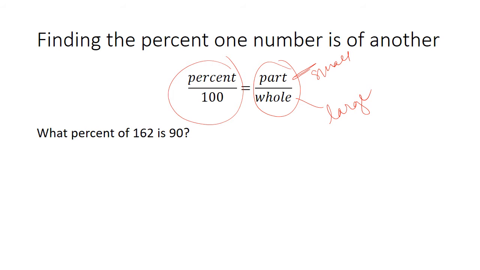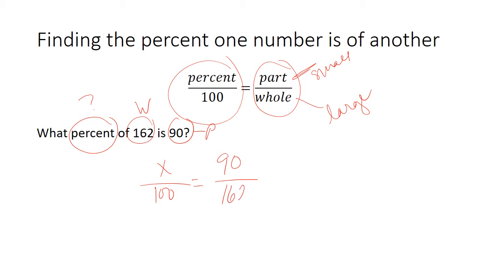Here's what I mean. What percent of 162 is 90? So when we set this up, percent is what we're looking for. The 100 is always going to be on the bottom, so we're looking for percent, our 100 goes on the bottom. Of 162 is 90. Well, 162 is the big number, so it's going to be our whole, and 90 is going to be our part. So I'm going to put them equal to each other. My part goes on top, my whole goes on bottom.